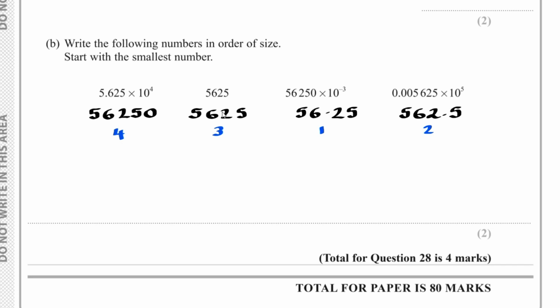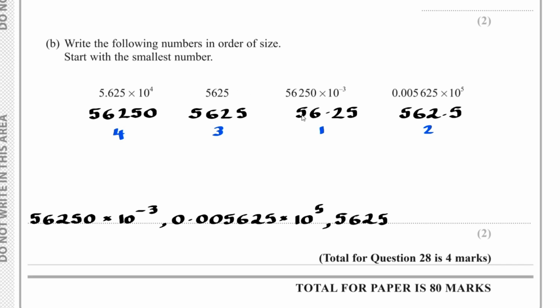So writing the original numbers down, we've got this smallest one, 56,250 times 10 to the -3, followed by the 0.005625 times 10 to the 5, followed by the 5,625, followed by the 5.625 times 10 to the 4.